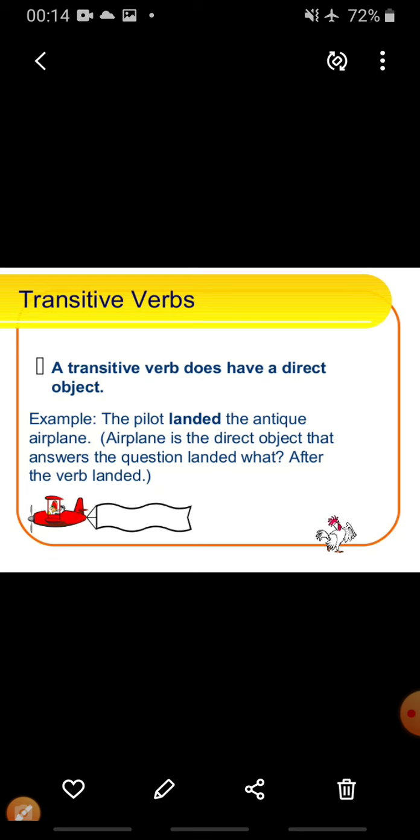For example, the pilot landed the antique aeroplane. Here aeroplane is the direct object that answers the question landed what? After the verb land.